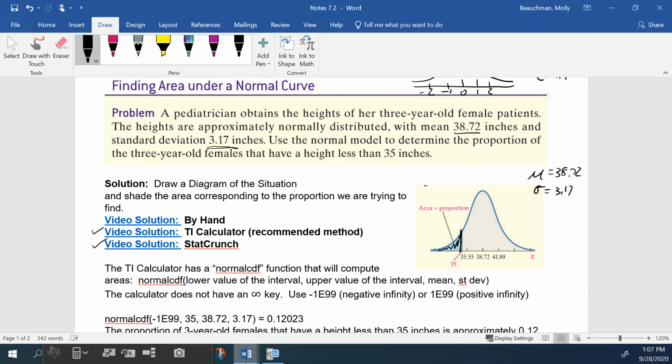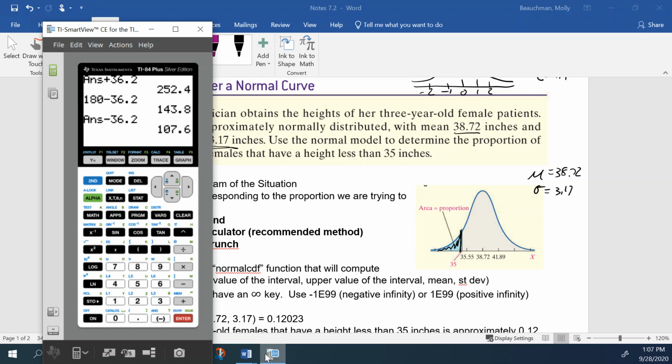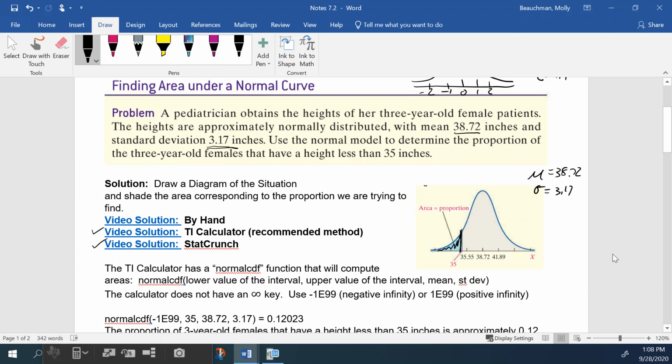So what the function is on the calculator that we're going to use, let me open up the calculator, is something called the normal CDF function. You hit second, variables, and the first two choices are normal PDF and normal CDF. Normal CDF is what we're going to use. And what it asks for is a lower bound, an upper bound, a mean, and a standard deviation. So that's what we have to determine, and then we'll use the calculator to type that in.